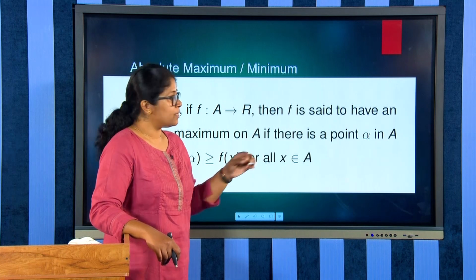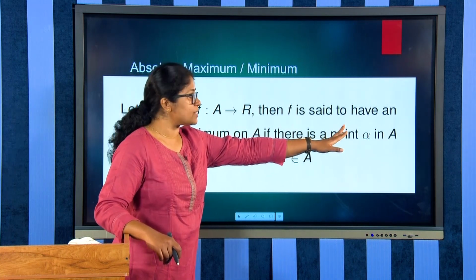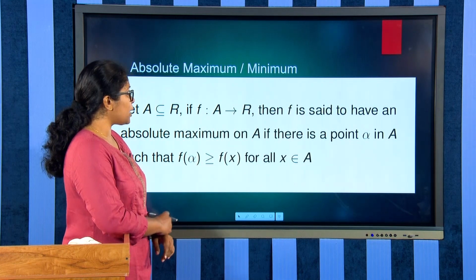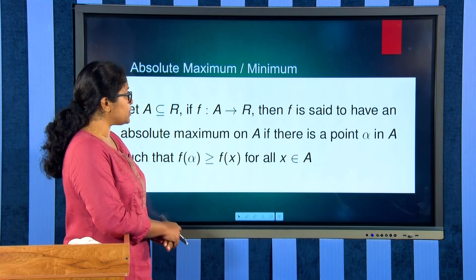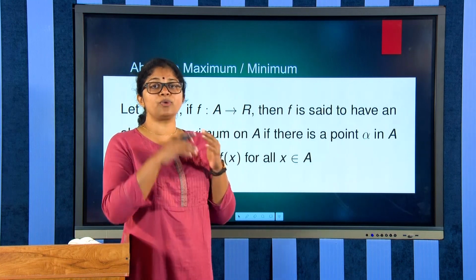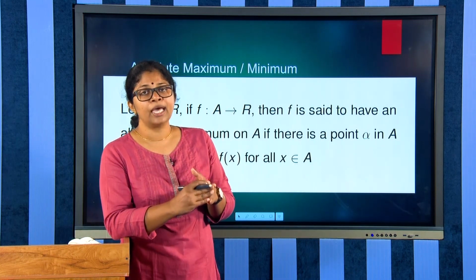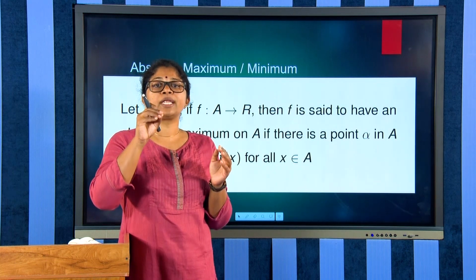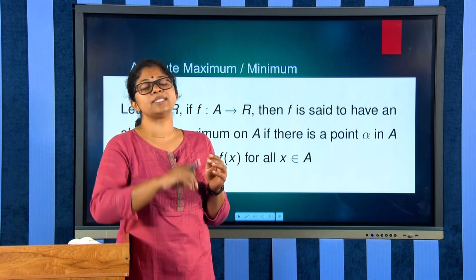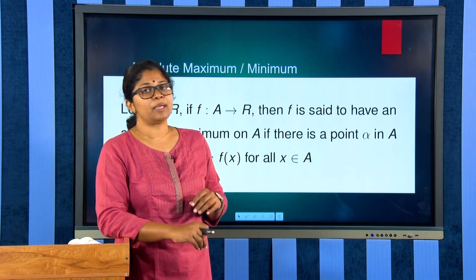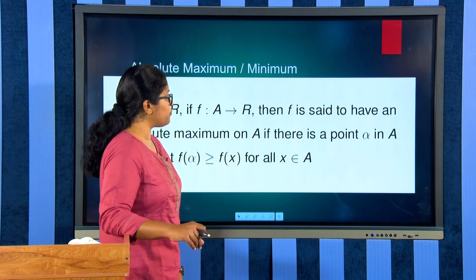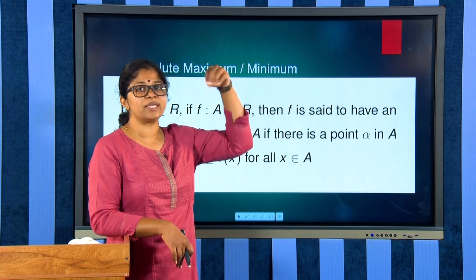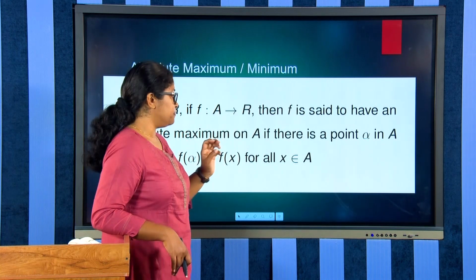So, remember that the point can be named in any letter. It is a representative letter, alpha is written here. You can use any representative letter, but remember that for a function to have an absolute maximum, there should be at least one point in the domain where the function attains that value. That is the main importance of this definition that you have to keep in mind. The function should take that maximum value at some point on the domain.